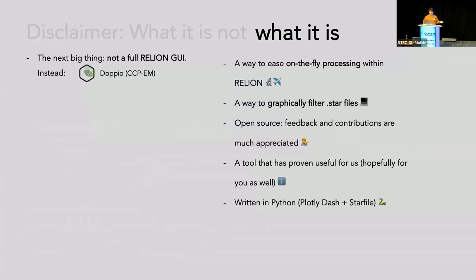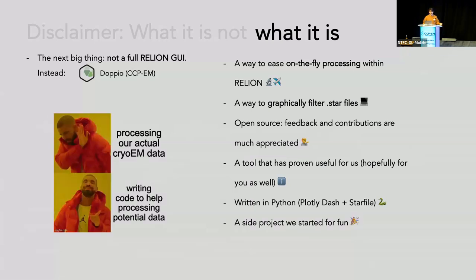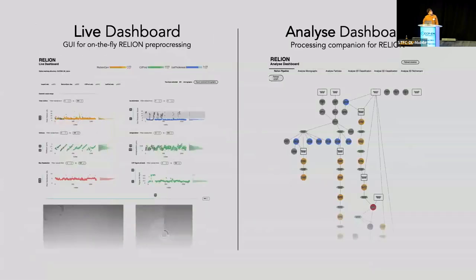It's written in Python. It uses a combination of Plotly, Dash, and Alistair's starfile. So it's a combination that is very flexible and allows you to easily implement new things quite quickly. And it's basically a side project that we started for fun. Yeah, and it's been fun. These are the two tools I'll be talking about today, the live dashboard and the analyze dashboard.